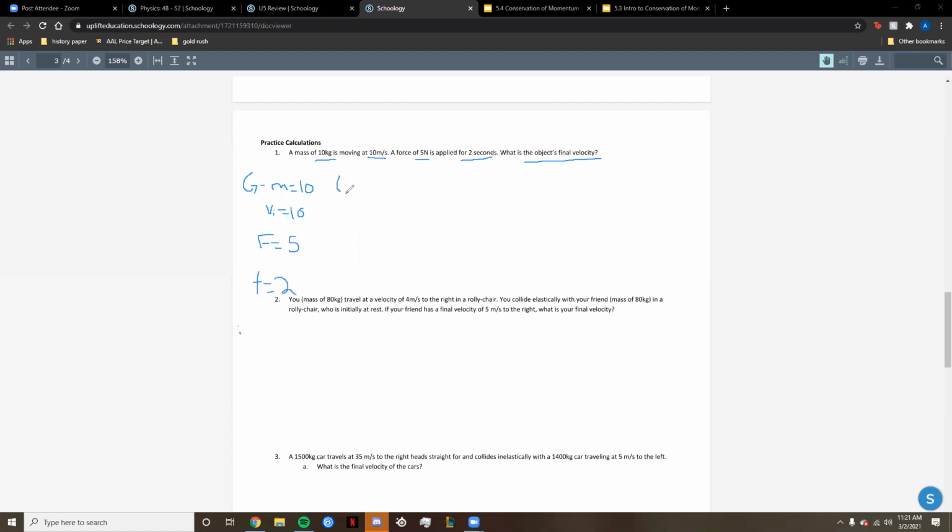So our unknown is v_f, and the equation we're going to be using is J equals F times the change in time, which is equal to the change in momentum, which is equal to mass times final velocity minus the initial velocity. So we're going to sub our numbers in. So we got J equals 5 times 2 equals momentum, which then equals 10 times (v_f minus 10).